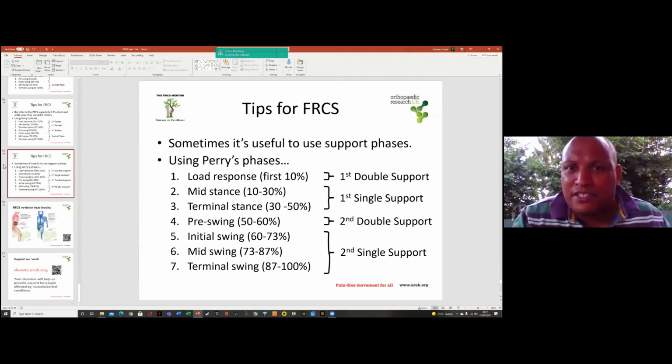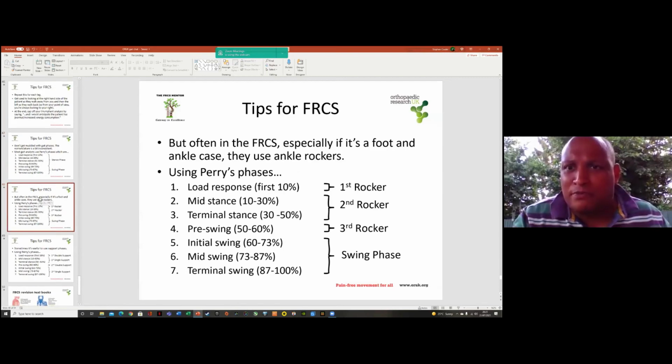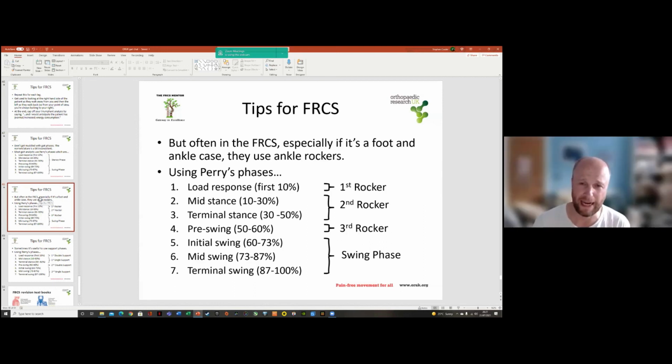One question from Jenna is, how often do you recommend gait analysis for children with cerebral palsy? So I do it all the time, because I've got a gait lab and I enjoy it.